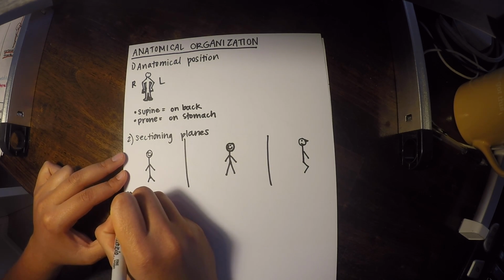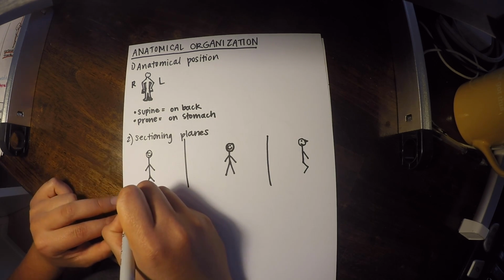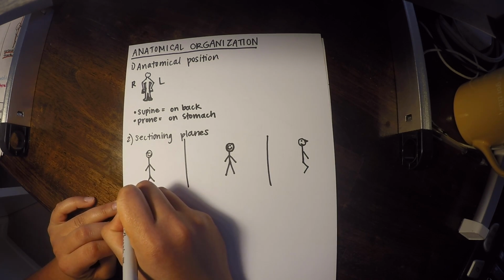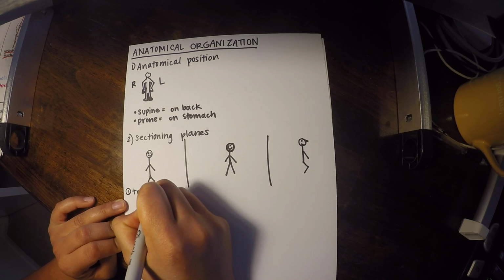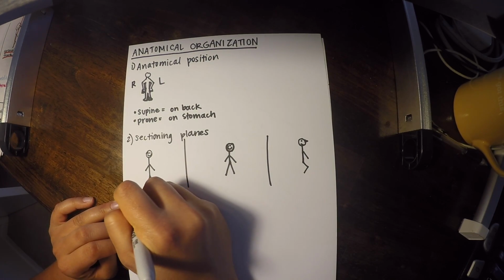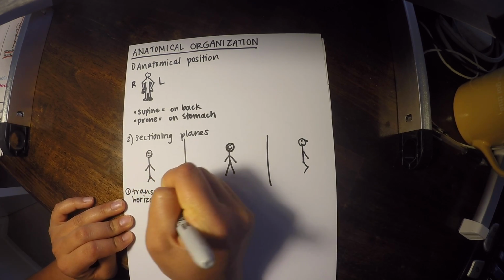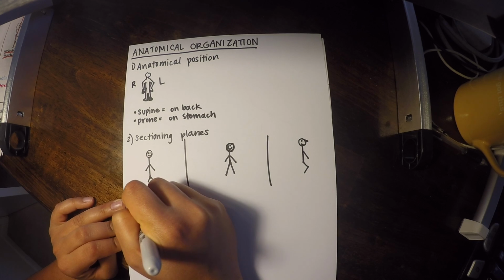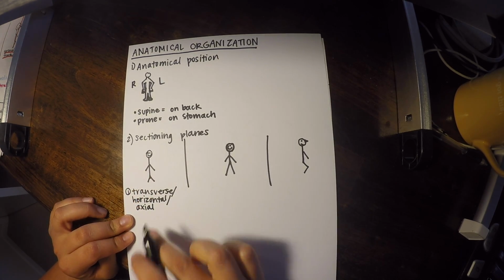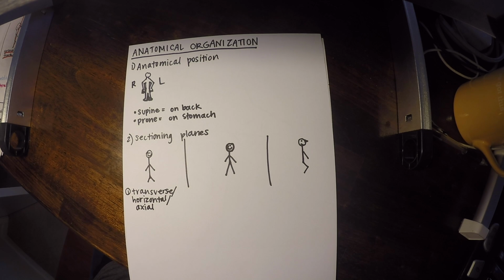All right. The first plane we're going to be talking about is called the transverse plane. But it's also called horizontal, and it's also called axial. So this one's a little more complicated in that it has 3 different names. Now let me draw that out for you.